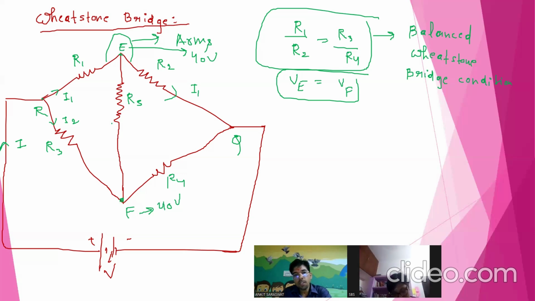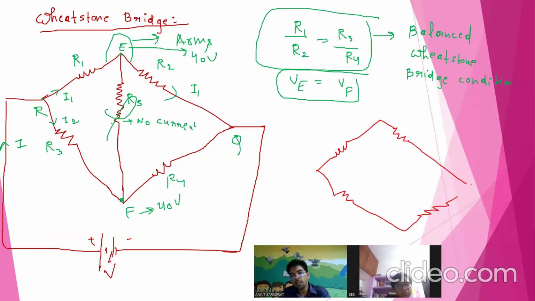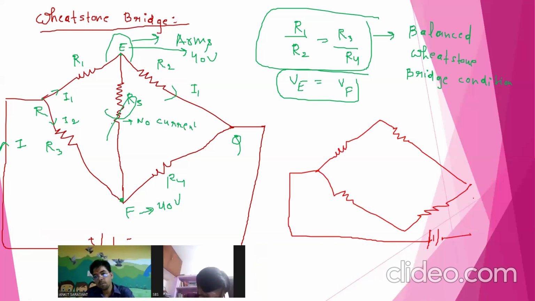Then there is no current from this branch. You can say E and F are at the same potential, so there is no current. If there is no current from a resistor, then it is waste. There is no use of it. Then how will you draw the circuit again? Simply you will remove this resistor. If there is no current, then it is waste. We will not see this. We will draw again like this, with the cell. Understood?